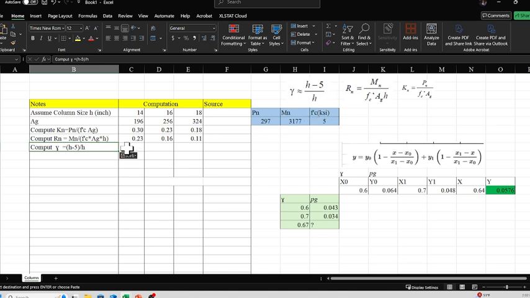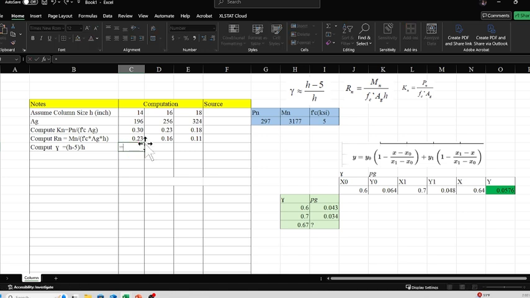So gamma is equal to, h is right here, minus, I should put a parentheses around it first, minus 5, divided by h. Enter, I get 0.64. And if I drag that across, I get those numbers.